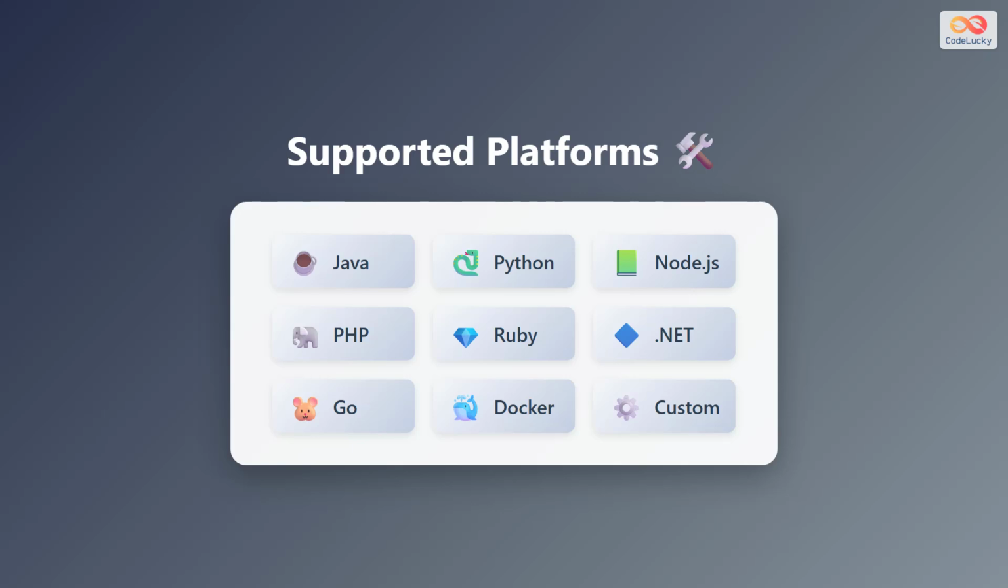One of Elastic Beanstalk's greatest strengths is its support for a wide variety of programming languages and platforms. Whether you're working with Java, Python, Node.js, PHP, Ruby, .NET, or Go, Elastic Beanstalk has you covered. It also supports Docker containers, allowing you to deploy containerized applications with ease. And if your application uses a custom runtime or framework, Elastic Beanstalk supports that too. This flexibility makes it an ideal choice for teams working with diverse technology stacks.